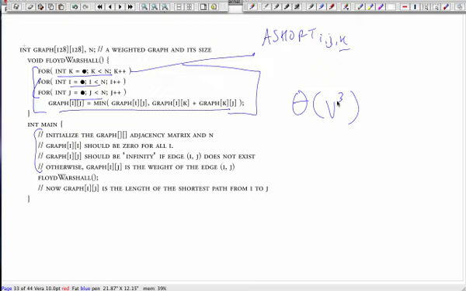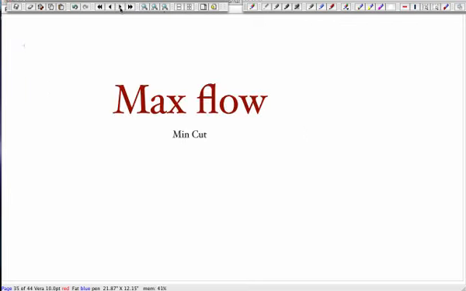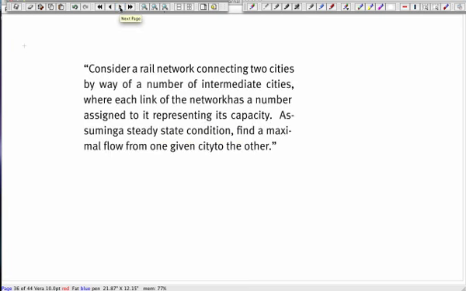Okay, so this is the end of the shortest path section. Next week, on Tuesday, there'll be a guest lecture who will talk about max flow. This problem is fantastic. It's a very interesting problem. I'll give you the 2-minute summary, okay?